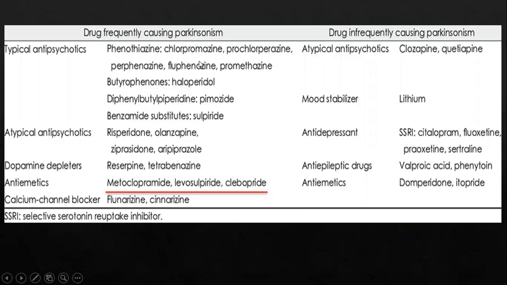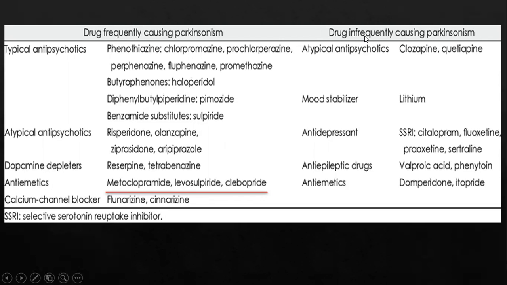Coming to the drugs, typical antipsychotics have been known for a long time for their extrapyramidal symptoms or Parkinsonism, like chlorpromazine, prochlorperazine, and atypical antipsychotics like risperidone, olanzapine can also cause these symptoms. Dopamine depleters, that is reserpine and tetrabenazine, can also cause these. Antiemetics, which we commonly use, like metoclopramide, levosulpiride, can also result in Parkinson's-like symptoms. And calcium channel blockers like flunarizine, cinnarizine should also be kept in mind. These drugs frequently cause Parkinson's.